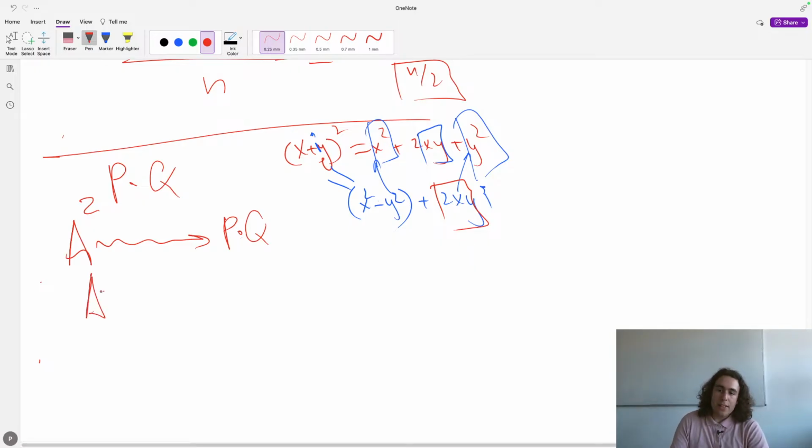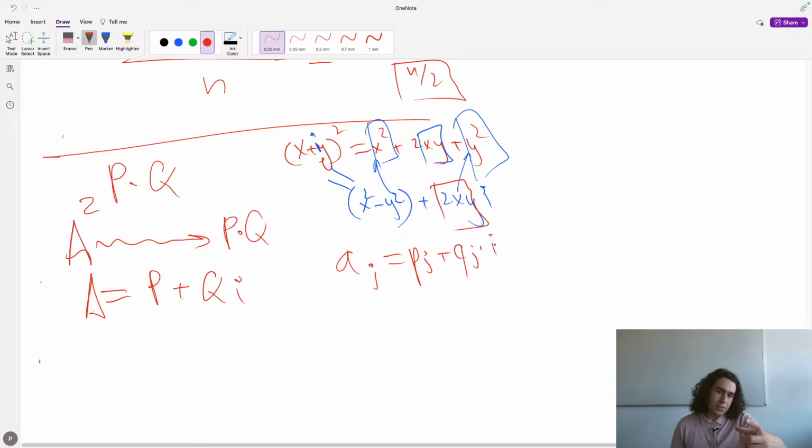So I'm going to define the polynomial a to be p plus qi, which is just every coefficient of a is pj plus qj times i. Here you should be careful because the sizes of p and q are not necessarily n, so you need to put 0 there if this doesn't exist.